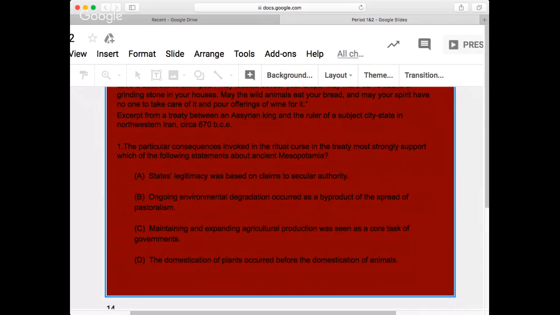So the tricky question about this is you have to know what secular means. And I've confused this all the time as well. But if you don't know what secular means, this would be a good time to write it down. So secular means not religious. So state's legitimacy was based on claims to not religious authority, which would be the opposite of what this is. So I would immediately cross that out.